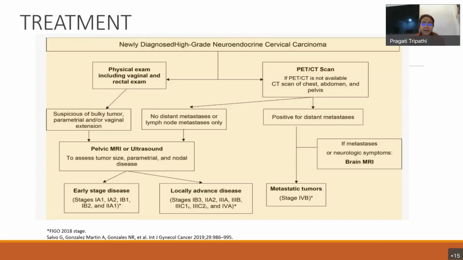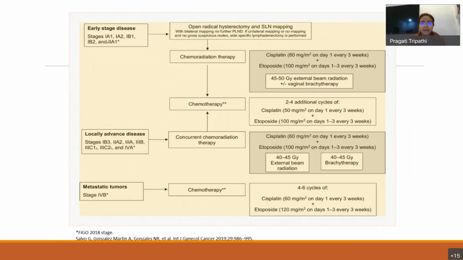We first do a thorough physical and vaginal examination, and with imaging also, we assess whether the tumor is confined to the cervix or it is positive for distant mets. With MRI and ultrasound, we assess the size and parametrial involvement in early stage and locally advanced stage. And after staging, we categorize the patient according to early stage, locally advanced, and metastatic tumors.